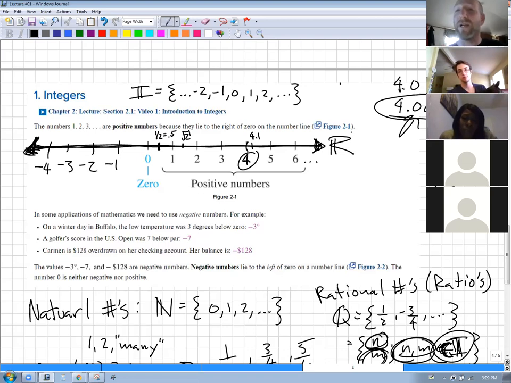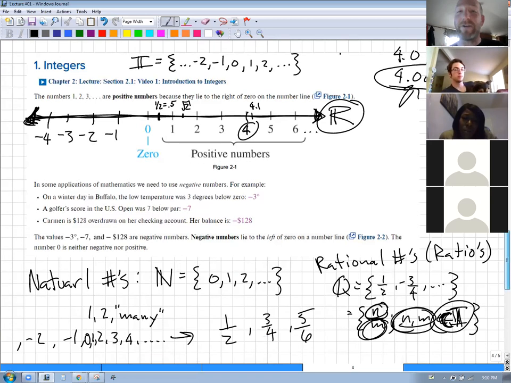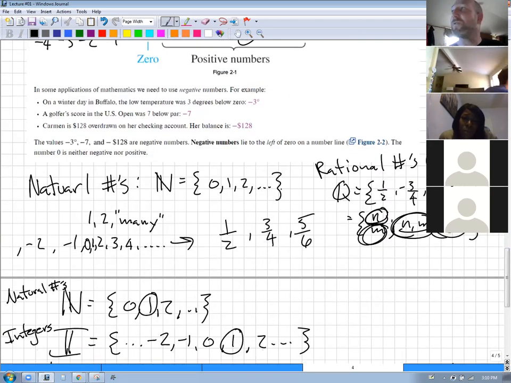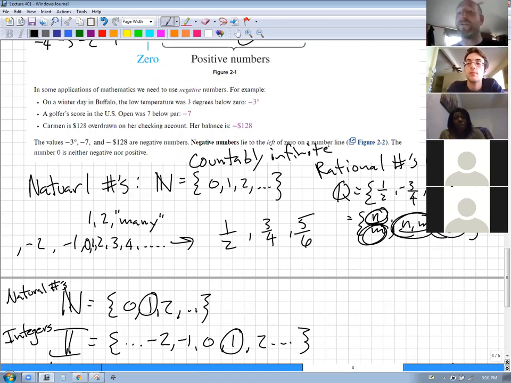So our real number line is what we call dense. Think about your natural numbers, 0, 1, 2, 3, 4, 5. There's an infinite number of them, right? But we call that type of infinity countably infinite, because if you had an infinite amount of time, you could count them all, 1, 2, 3, 4, 5, 6, and so on.